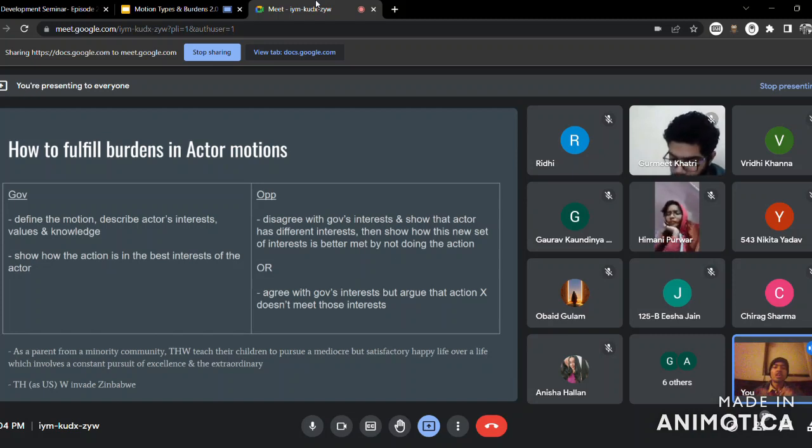The second thing that you can do is agree with gov's interests but argue that the action or the motion doesn't meet those interests. So an op team can probably say to a gov team that listen, we agree that parents want the life of their child to be less stressful and things like that, but you don't achieve that less stressful life as a parent in gov either. Why is that likely to happen?